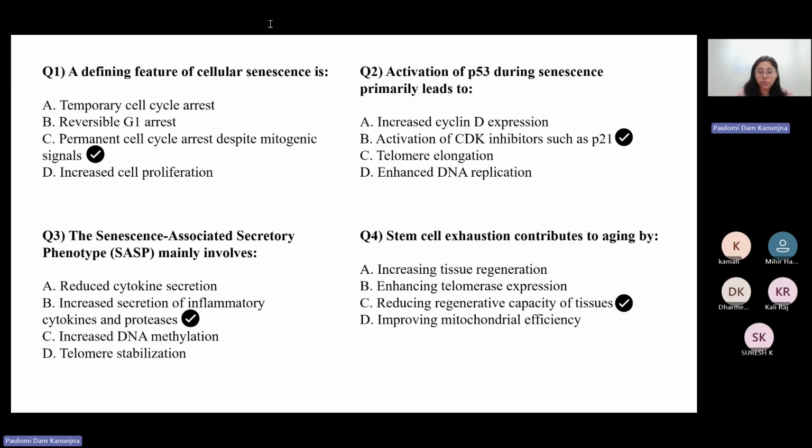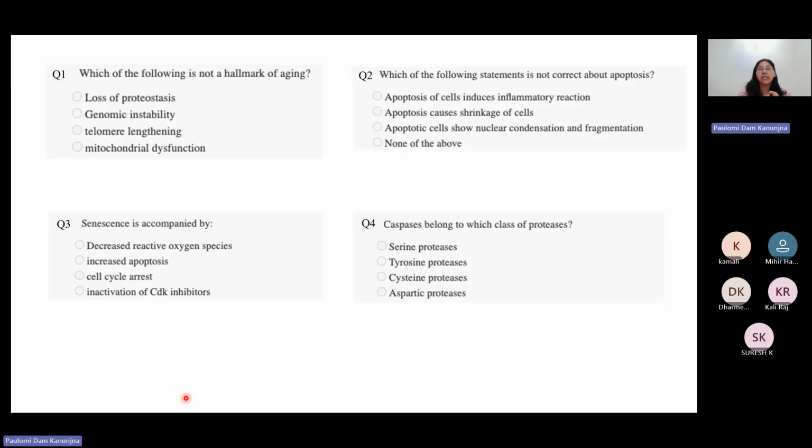All right, so let's move to the next part. These are a set of questions from, I think, previous year's assignment. This one says, which of the following is not a hallmark of aging? Which of the following statements is incorrect about apoptosis? Senescence is accompanied by which of these options? And caspases, which we will discuss in the next part, are basically what kind of proteases? Caspases are from apoptosis, which we will now be discussing.